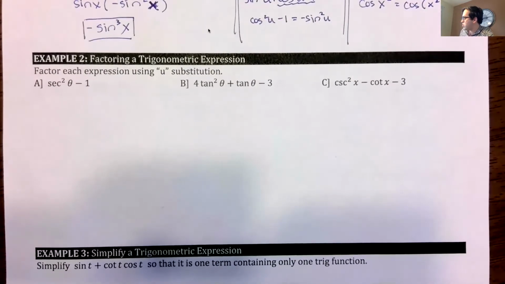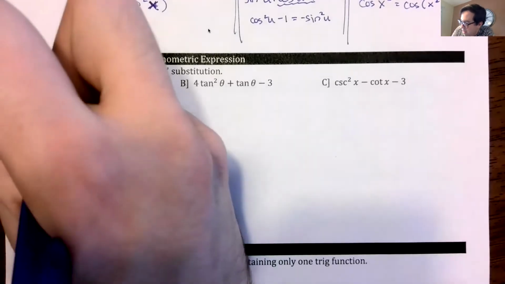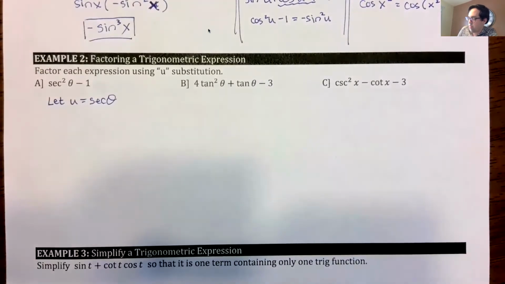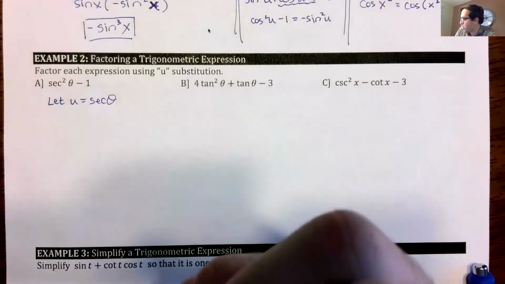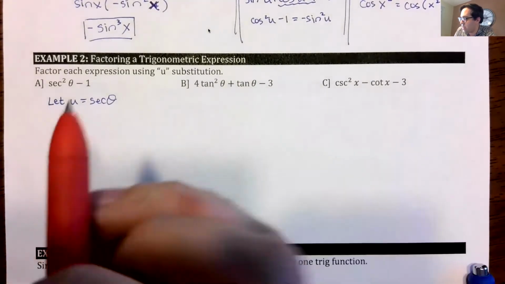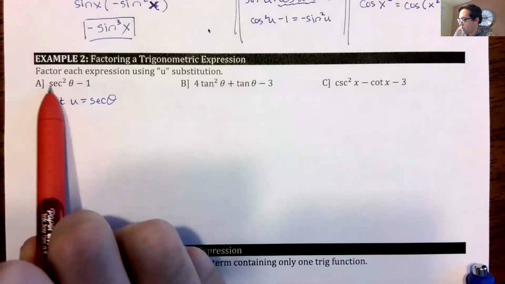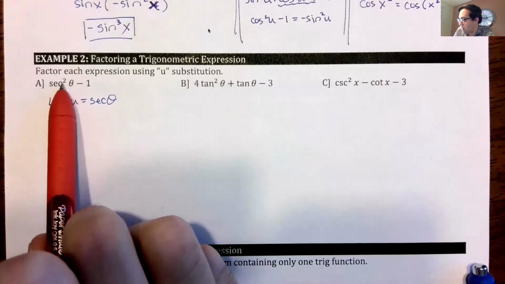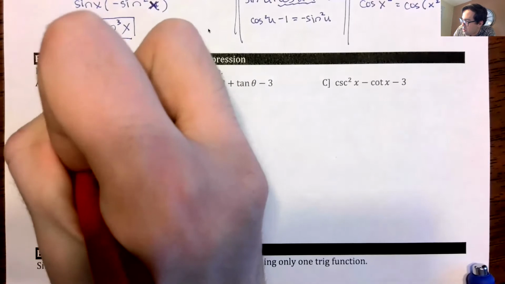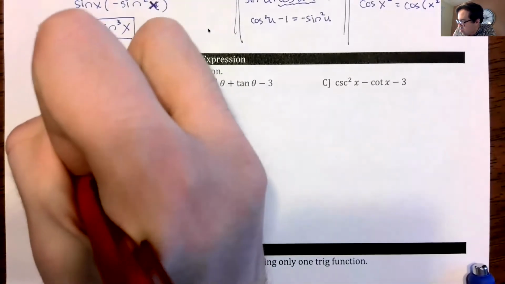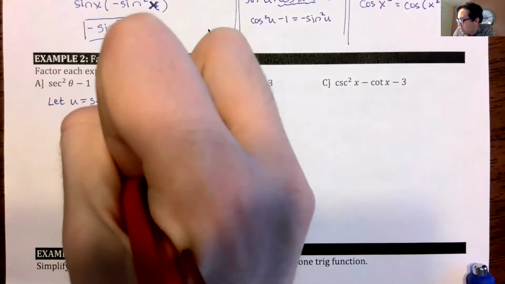So what I'm going to do first is I am going to let u equal secant of theta in this first question. And whenever I'm in u substitution mode, I'm going to switch colors so that it becomes obvious what's going on. So if I was going to rewrite this expression, but with u in replacing every secant of theta, remember the secant of theta here is what's squared. So it's going to become u squared minus 1. And that is a difference of squares pattern, which means it factors to u plus 1 times u minus 1.